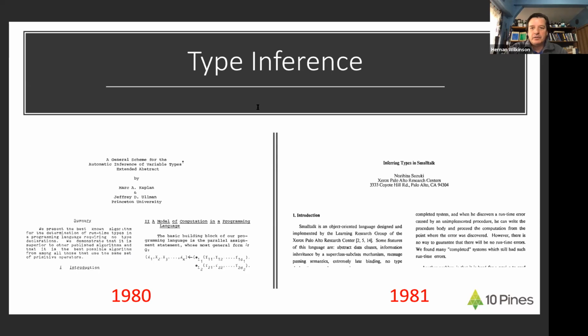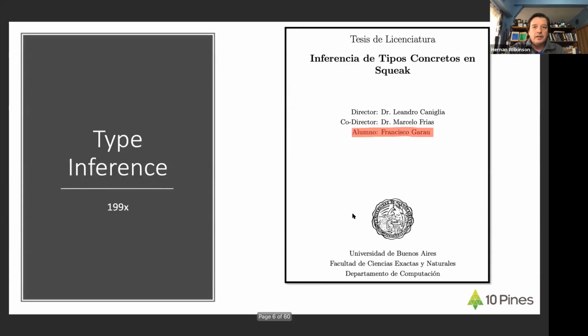The second one, from 81, is for Smalltalk, inferring types in Smalltalk from Suzuki. And you read those papers and they're talking about the same problems, the same issues that we have right now when we want to add type information in dynamically typed languages. There has also been a thesis about that done here in Buenos Aires, in the University of Buenos Aires, by Francisco Garau, that added type inference in Squeak in 95 or 96, I don't remember the year. So it's always been an issue, something people have done.